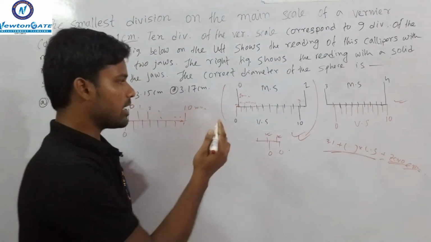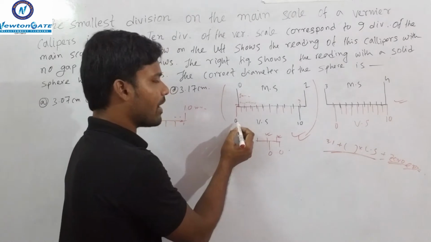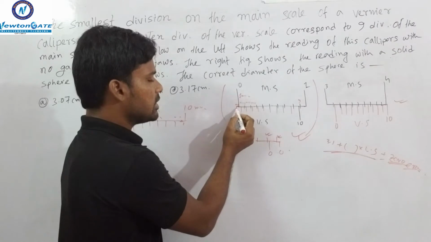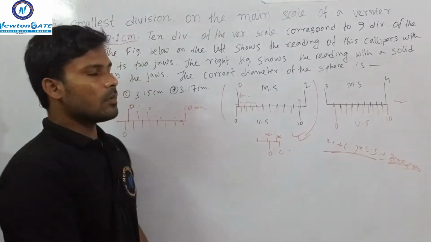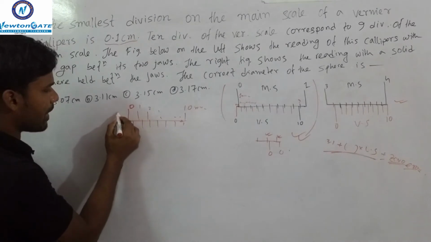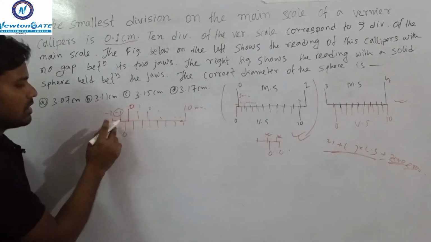Because as we know, the main scale reading should be whenever the 0 of the vernier scale crosses that reading. But here the vernier scale 0 doesn't cross even the 0 of the main scale. That means before 0, that should be -1. Just imagine, that should be -1, then -2 in the main scale reading.